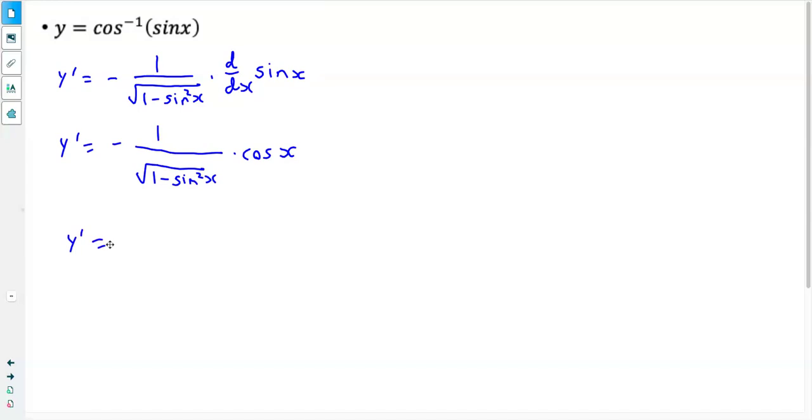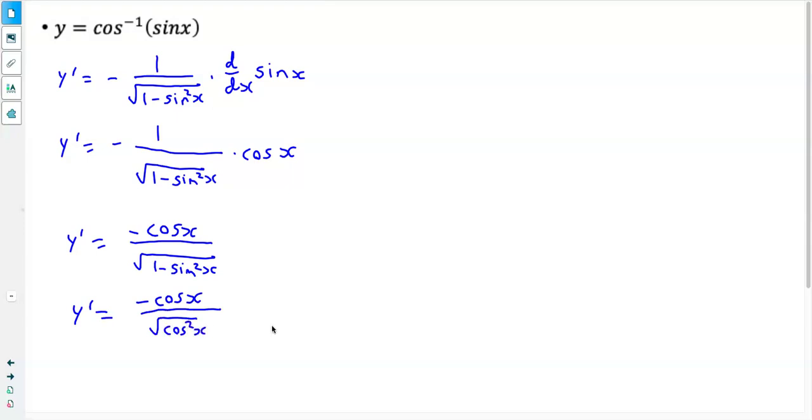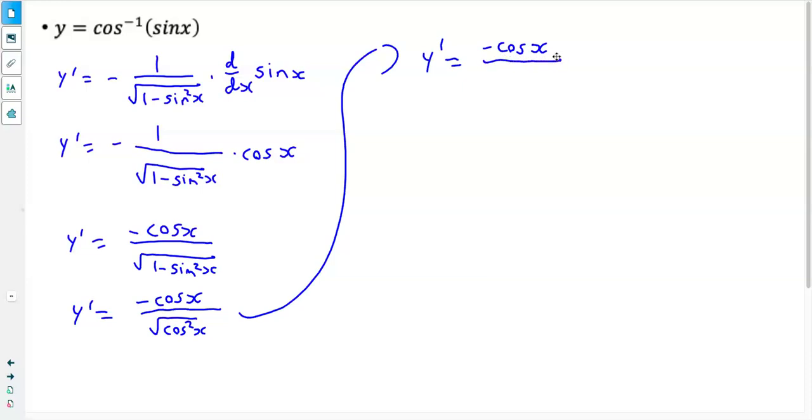Now that would be negative cos x over the square root of 1 minus sine squared x. We can recognize we can simplify this using a Pythagorean identity. So y prime is equal to negative cos x over the square root of cos squared x. Continuing, y prime is equal to negative cos x over, we can take the square root of cos squared, but that's going to give us the absolute value of cos x.